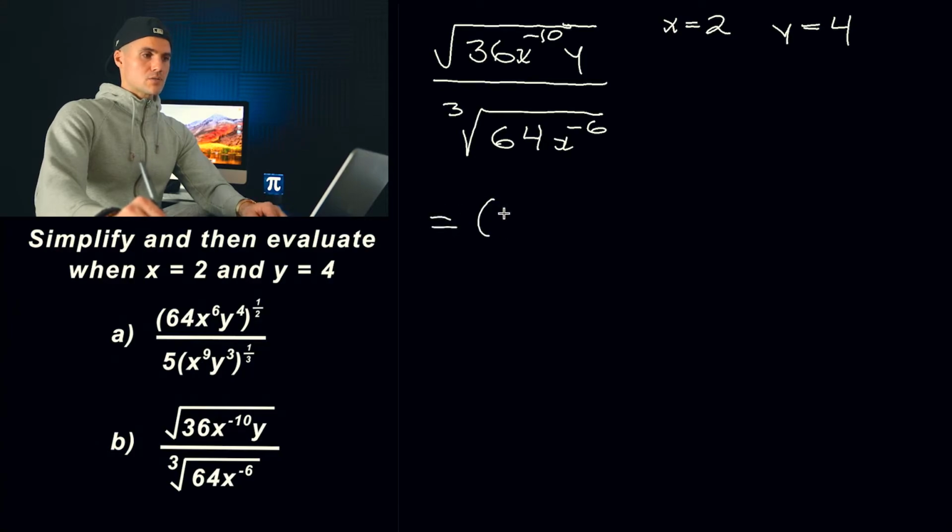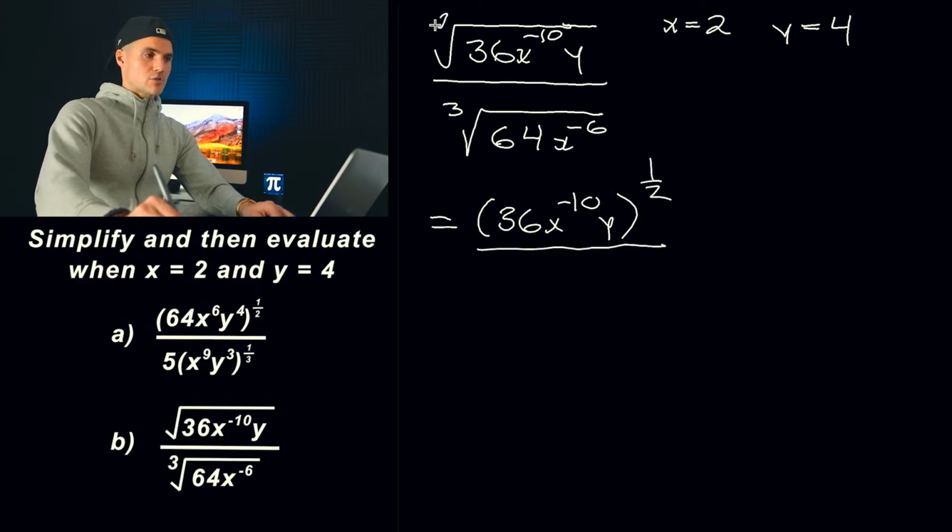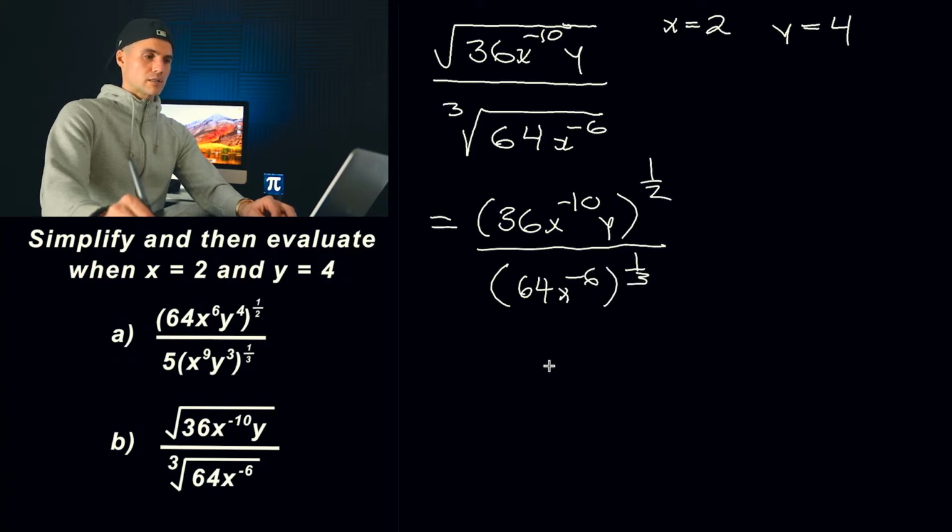So what I'm going to do is rewrite this. I don't like having roots around. I prefer rational exponents. So this square root, there's an imaginary 2 there, so that's the power 1/2. Now this is a third root, so this is going to be 64x to the negative 6 to the power of 1/3.